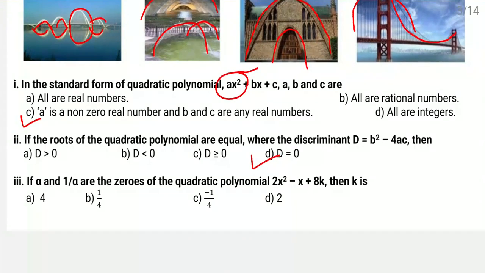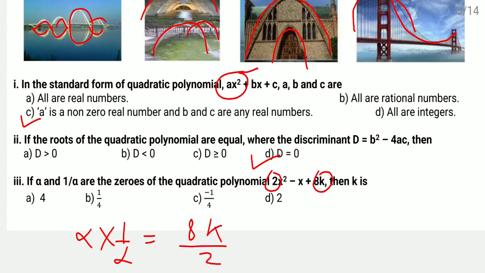So option D is the correct one. Come to the third question. They said if alpha and 1 by alpha are the zeros of the quadratic polynomial 2x square minus x plus 8k, then the value of k is. See here, they said two roots they have already given. So I'll write down the product of two roots. One root into the second root, so product is equal to what? c by a. c means constant and a means coefficient of x square. It means that 8k divided by 2.